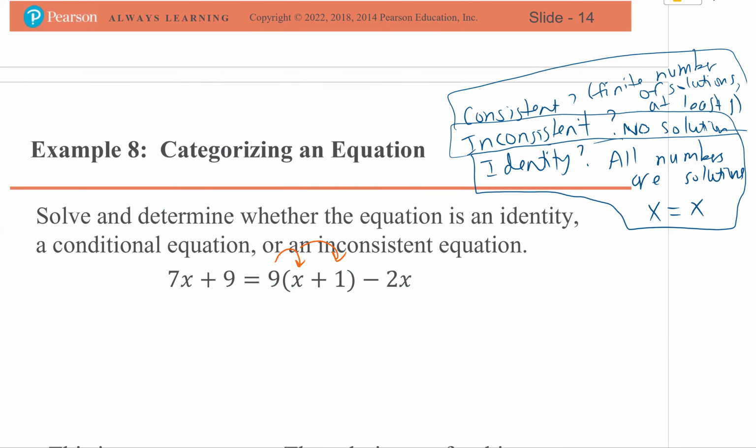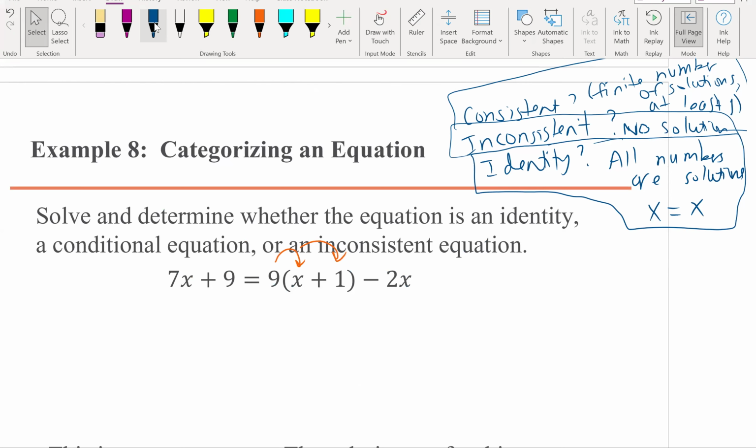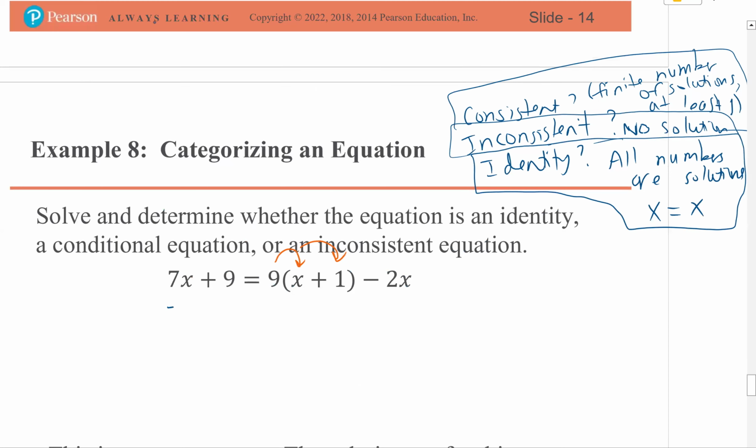If I see some grouping symbols or like terms, I'm going to combine those or group them. The left side of this equation, similarly to the last one, there's nothing I can really do. But now on the right side, I distribute the 9. 9 times x is 9x. 9 times 1 is 9. Then I've got this minus 2x.